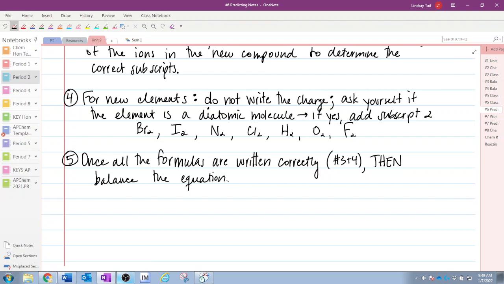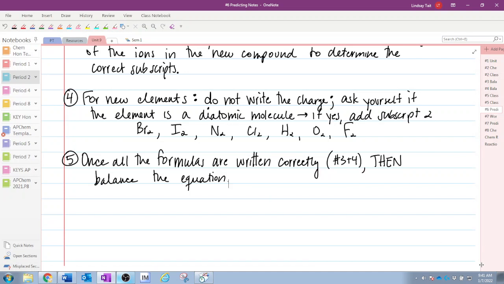So besides kind of messing stuff up with breaking up polyatomic ions, other things that are common is you guys write them in the wrong order. Remember, the cation is always first, the anion is always second. And then the last thing is sometimes you guys are trying to balance while you're writing the formulas instead of just treating the formulas individually, trying to write those correctly and then doing the balancing later.